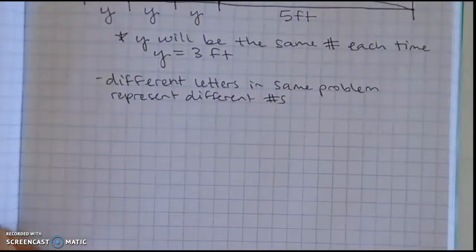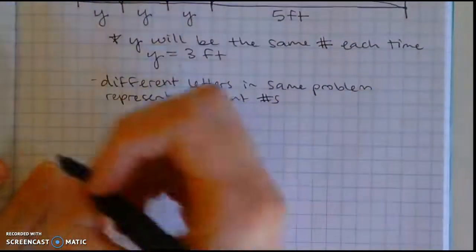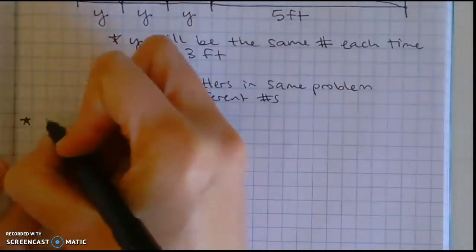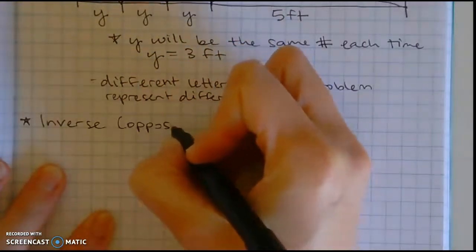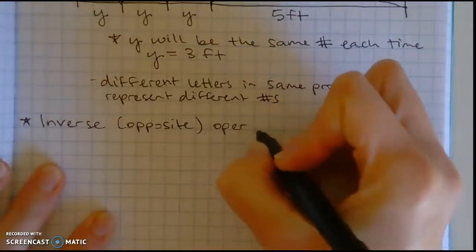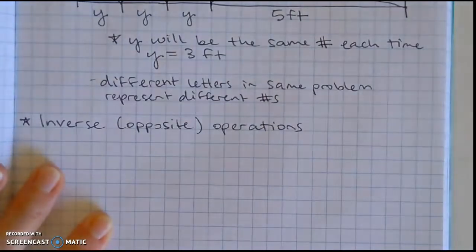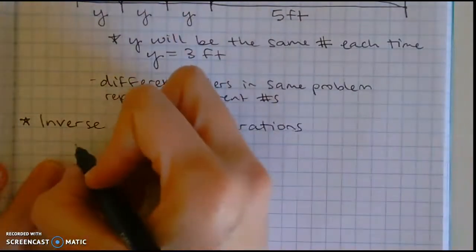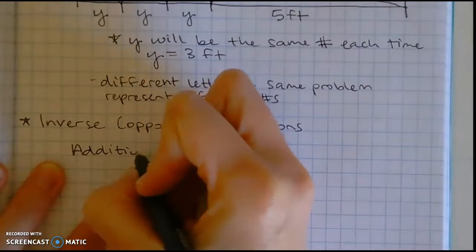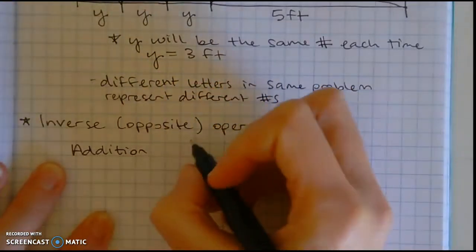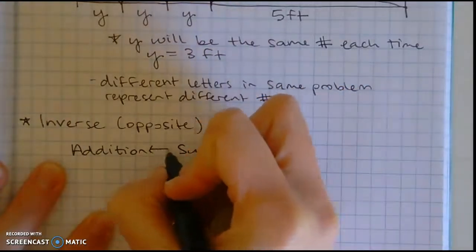So I'm going to go back to page 70, and we're going to add in some notes about inverse operations, okay? So inverse is the same as opposite operations. And we're going to use this when we're finding missing variables, okay? So an inverse of an operation, so our four operations are first addition, and the opposite of that is subtraction. Okay, so they're the inverse to each other.